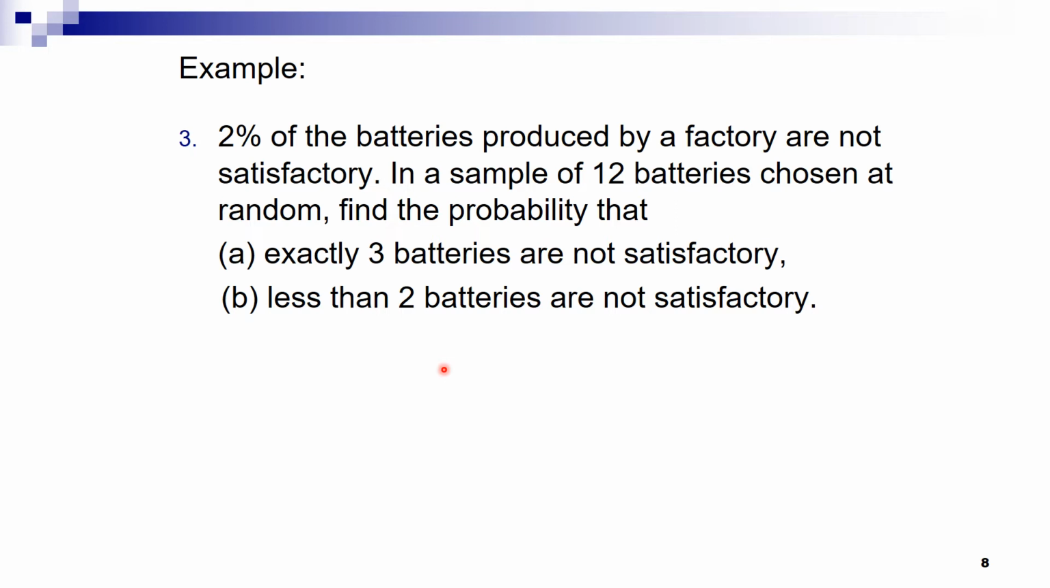So if we look at the question again, you are given a sample of 12 batteries. So in other words, your n is 12. And then you are given that 2% of the batteries are not satisfactory. So what does this mean? It means that the probability of getting a battery which is not satisfactory is 2%. 2% is equivalent to 0.02. So now let's look at the complete solution.